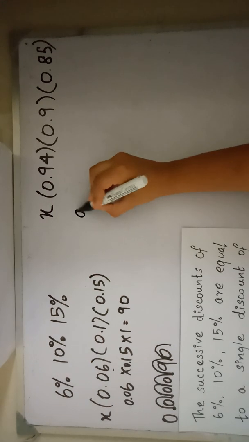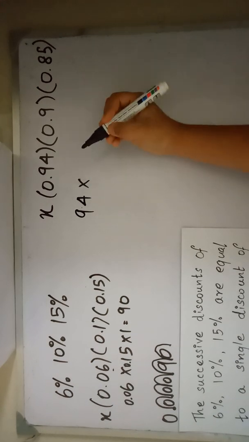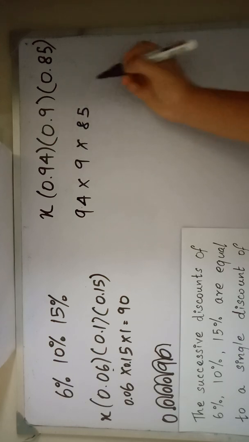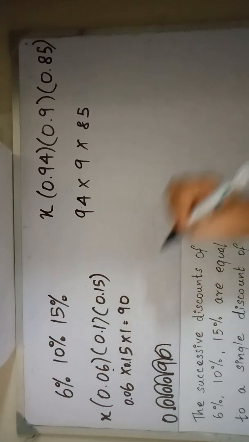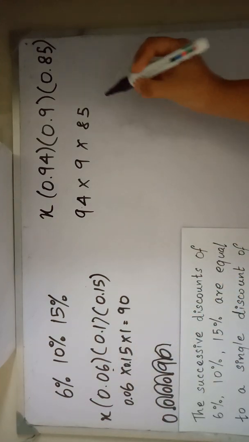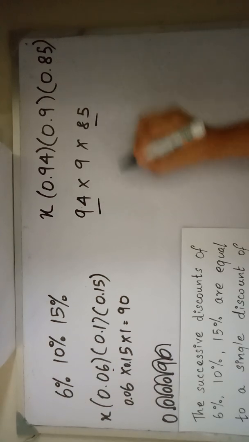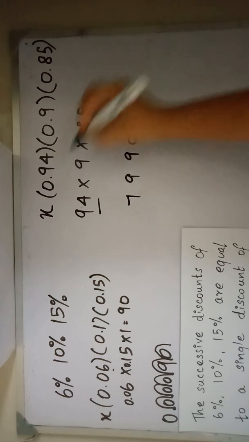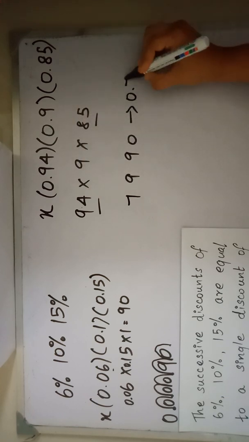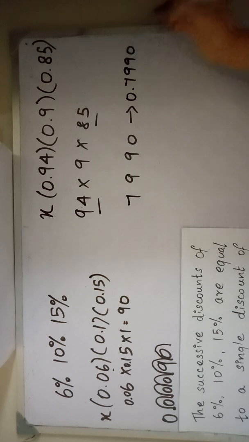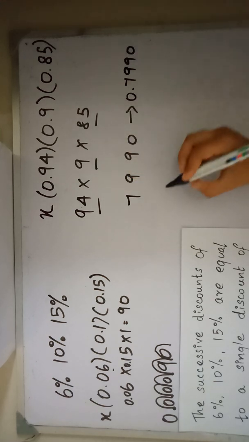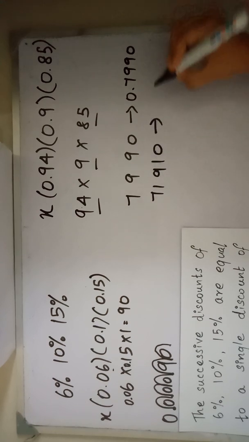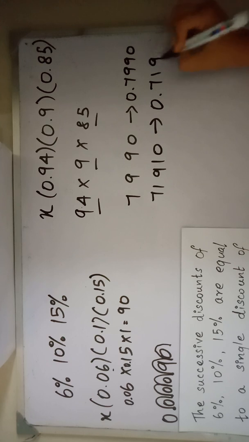Now we have to do the mental math, the manual math. 94 into 9 into 85. I'm going to do it in the same manner as this. First I'll multiply these 3 numbers. Multiplying this and this, I get 7990, which after adding all the decimal points, it will become 0.7990. And then multiplying this, I will get 71910, which will give 71910.